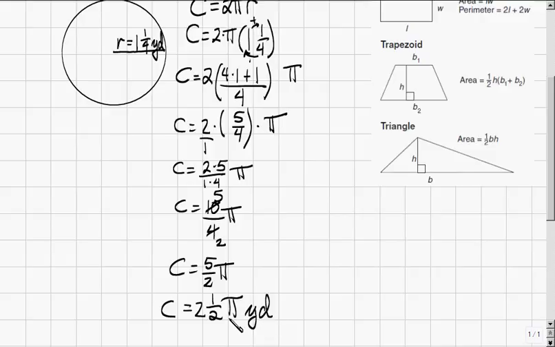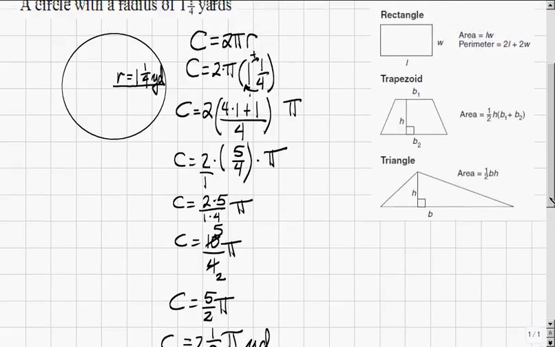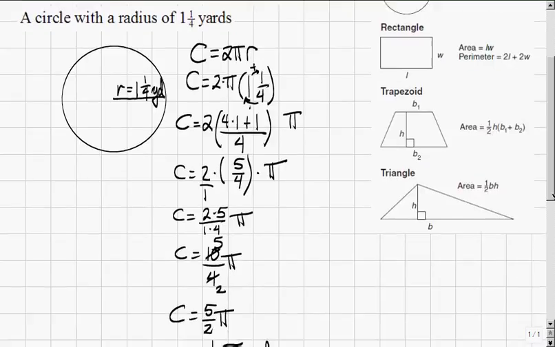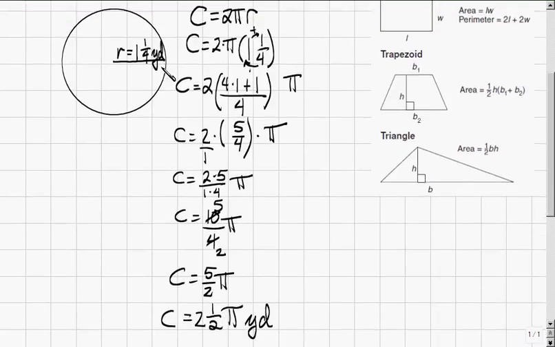Now we could convert pi to a decimal and multiply these, but the directions told us to leave pi in the final answer. Do not change pi to a decimal form. So that means that the measurement going around our circle, if we were to measure this, would have a length of 2 1/2 pi's of yards. So that's our circumference. In our second part of the problem, we'd like to find the area.